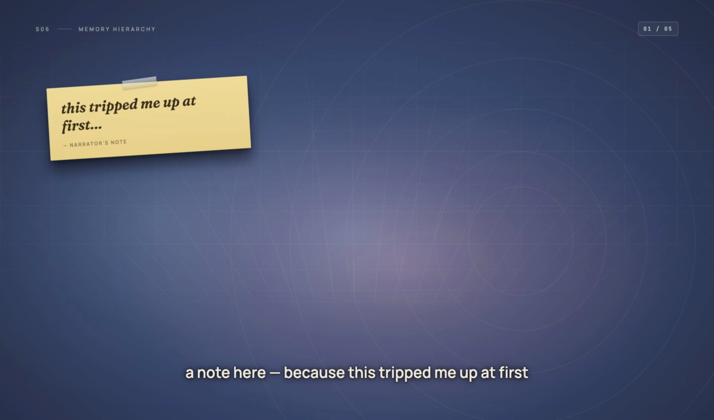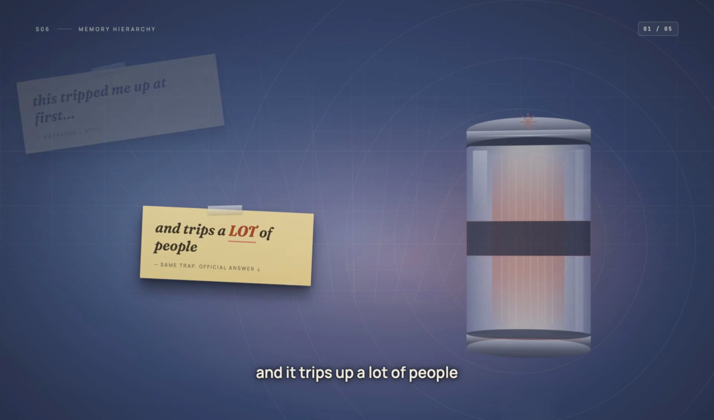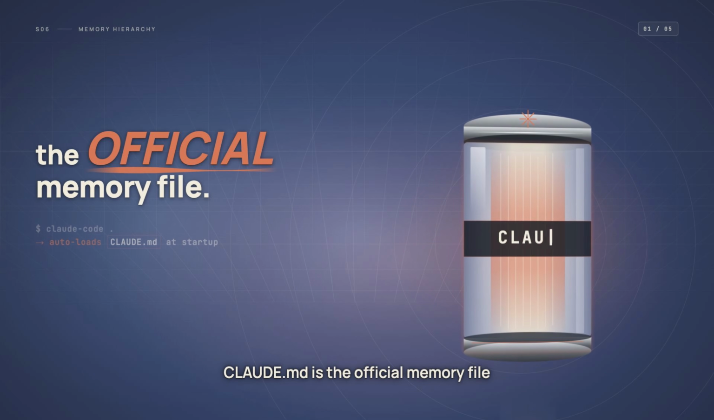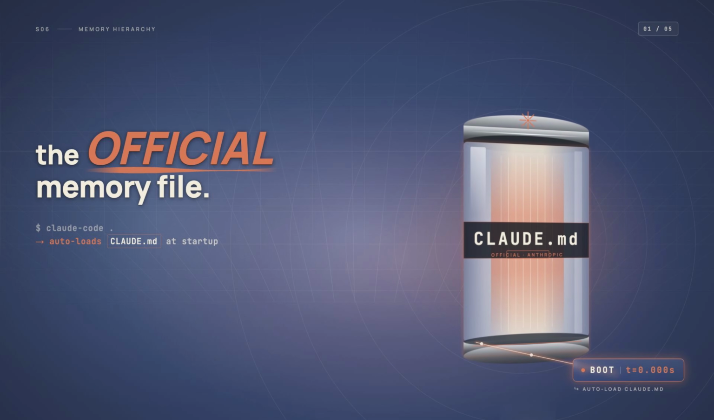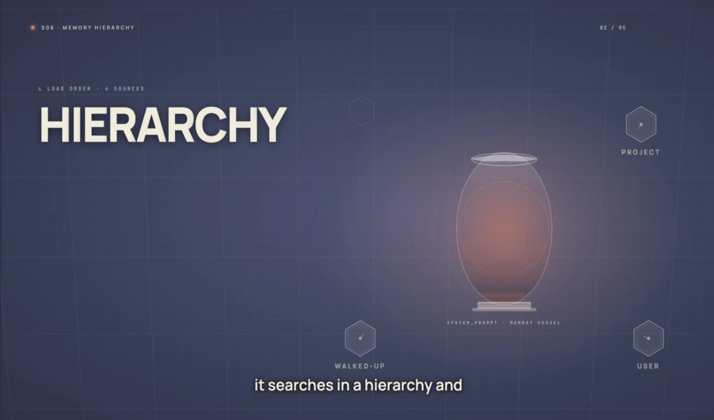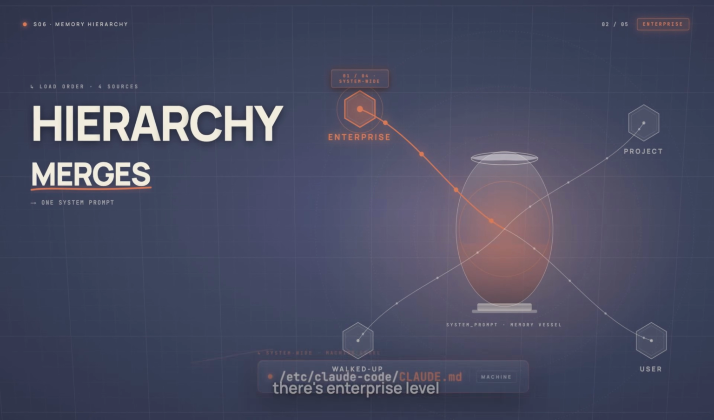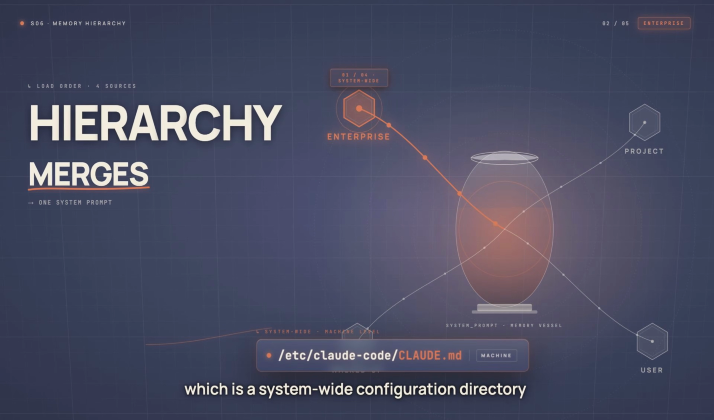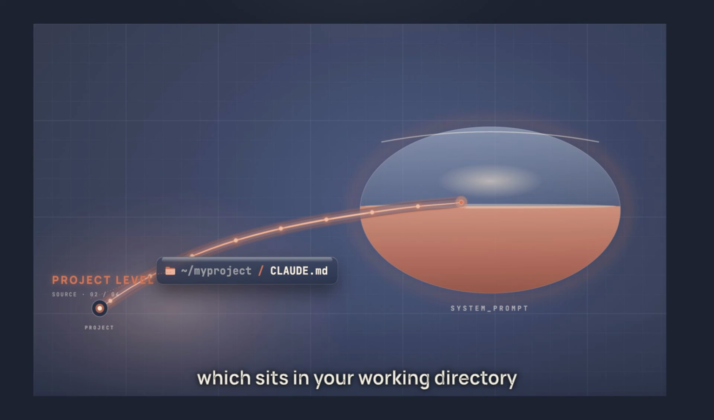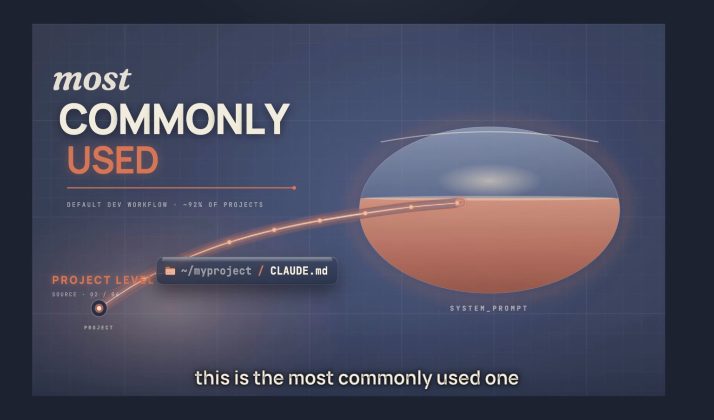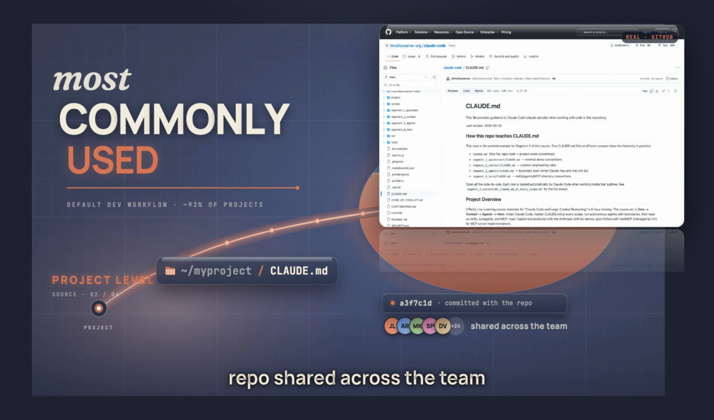A note here, because this tripped me up at first, and it trips up a lot of people. CLAUDE.md is the official memory file Claude Code loads automatically at startup. It searches in a hierarchy and merges everything it finds. There's enterprise level, which is a system-wide configuration directory. There's project level, which sits in your working directory. This is the most commonly used one. It gets committed with the repo, shared across the team.